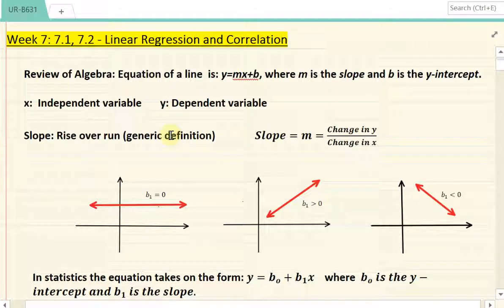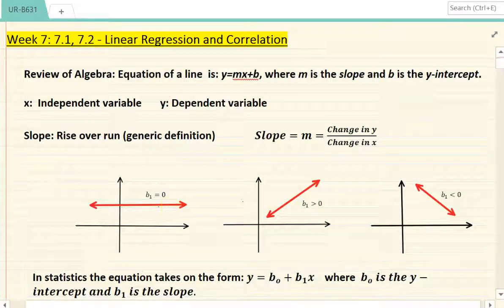Now, if you remember the interpretation of the slope of a line, the generic definition is rise over run. But then exactly what is rise over run? Well, more technically speaking, it is the change in y over change in x. That means as you go from one point to another point on the line. Okay, so for example, on this line, if I go, let's say, from left to right.